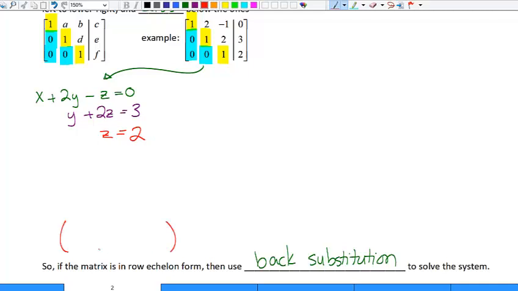Just like I use substitution with a two-variable system, because it's in row echelon form, this is possible to solve using substitution. I know that z is equal to 2. So I can rewrite these equations because it's in row echelon form with the ones down the diagonal. Notice that there's a 1 here for x, a 1 here for y, and a 1 here for z. I'm going to solve each of these equations for the x, the y, and the z because it's going to be fairly simple. So right now I want to take the 2y and the minus z and put it to the other side.